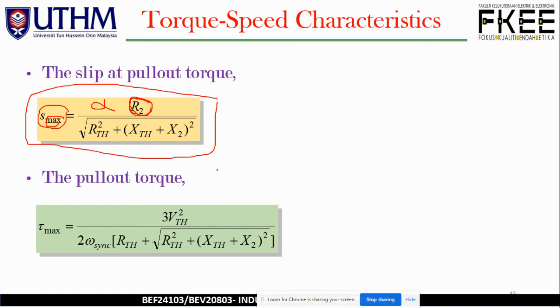About the pull-out torque, T max equals VTH squared over the rest of the expression. The value of maximum torque is independent of the value of rotor resistance. So you cannot say that the pull-out torque is similar to S max, which is directly proportional to R2. This is different. It does not depend on R2 because we cannot even find any R2 in this equation. So no R2 value. It depends on VTH and also RTH.